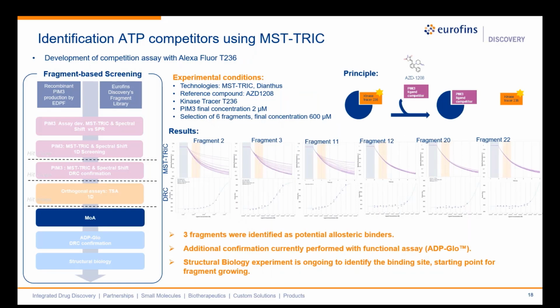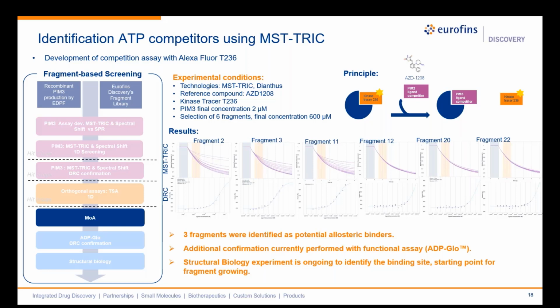To obtain more information about the mechanism of action of these fragments, we developed a competition assay using MST trick with the kinase tracer T236. The kinase tracer excitation emission wavelengths are compatible with the Dianthus device, and have been described as binding to the ATP binding pocket of different kinases, including PIM1 and PIM2. Therefore, we first determined the PIM3 affinity for the tracer, which was around 1 micromolar, and we fixed the final PIM3 concentration at 2 micromolar, sufficiently high for a complex formation.